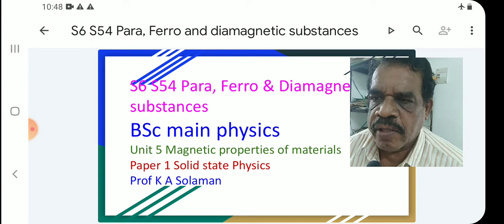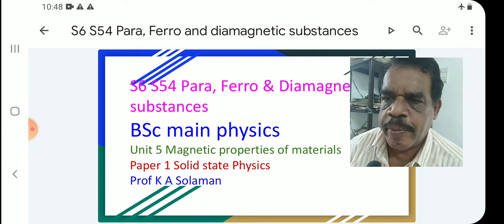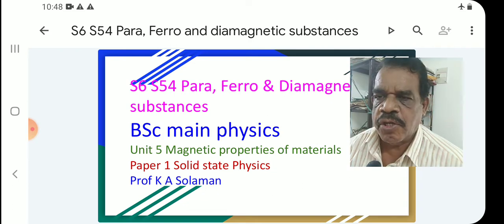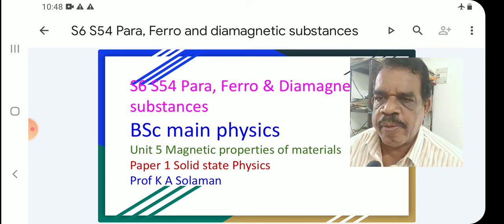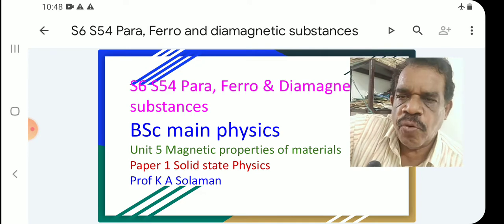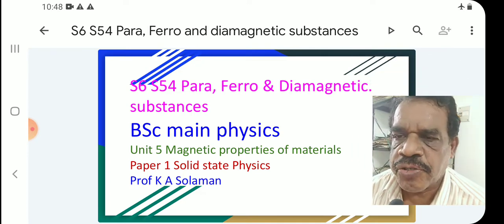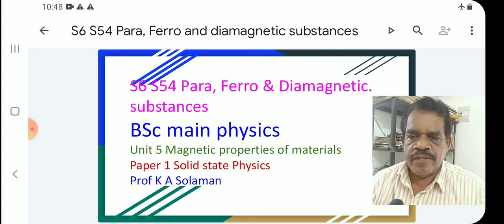BSc Physics, Paper 1, Semester 6, Paper 1, Solid State Physics. This is Unit 5, Magnetic Properties of Materials. Today's class number is S54, Paramagnetic, Ferromagnetic and Diamagnetic Substances.